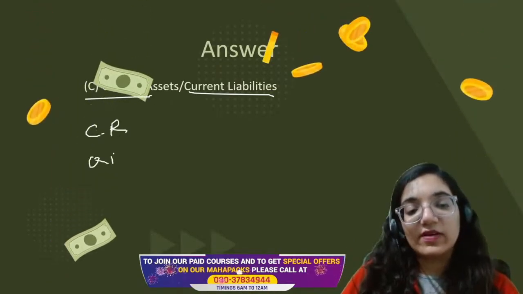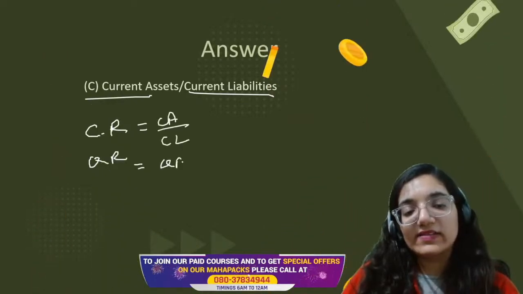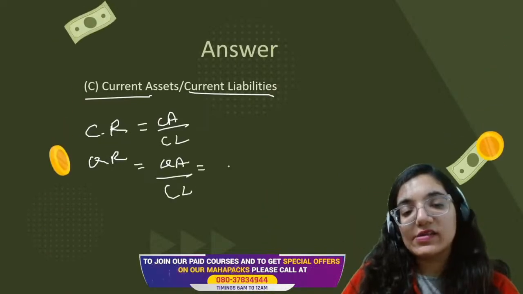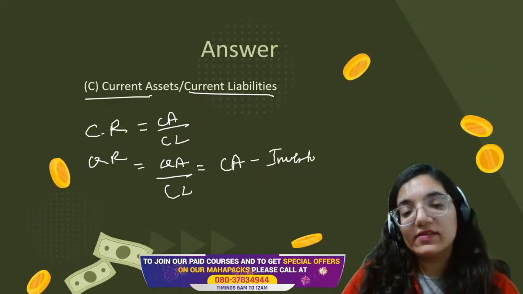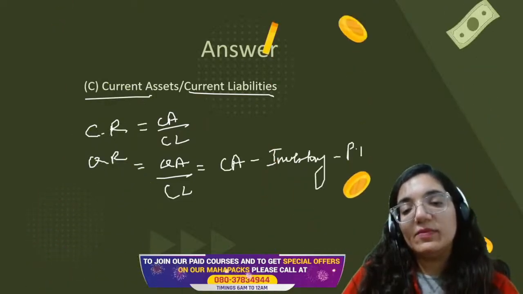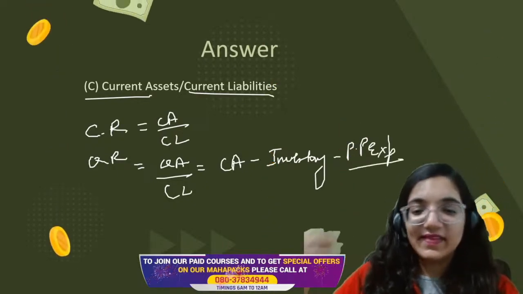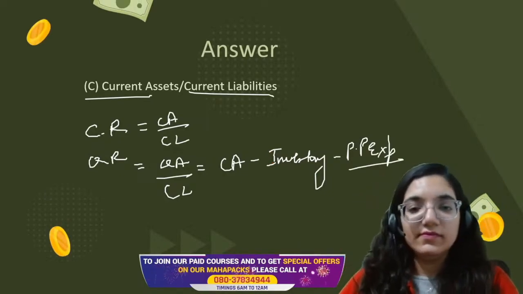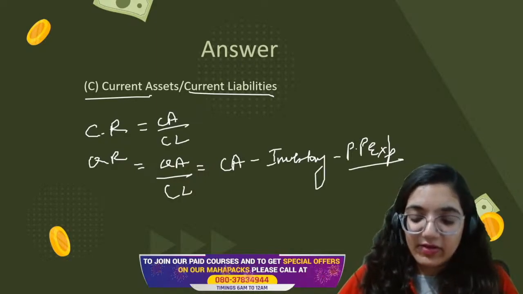If I'm looking for quick ratio, it is going to be quick assets upon current liabilities, where quick assets is current assets minus inventory minus prepaid expenses. Done? Done, everyone? I hope you're noting down.